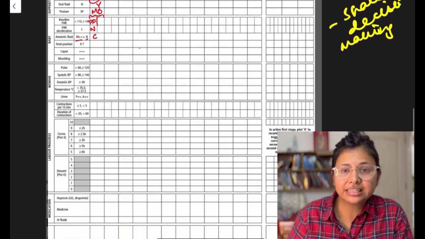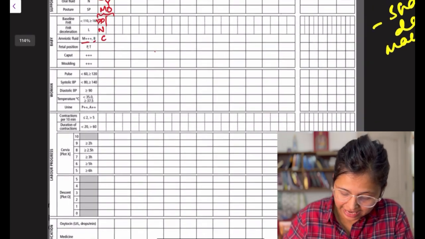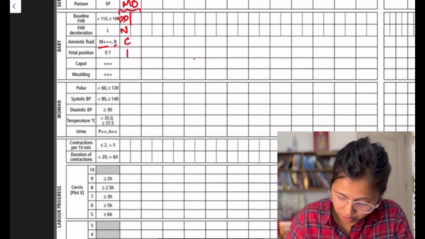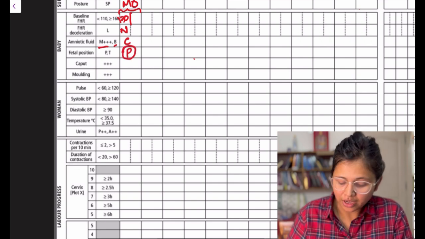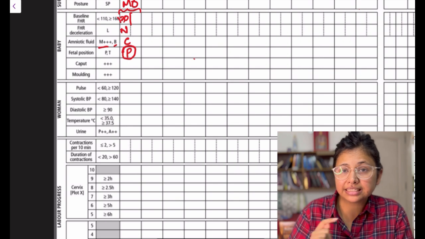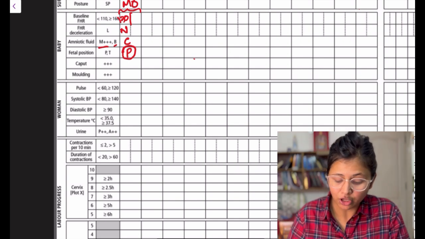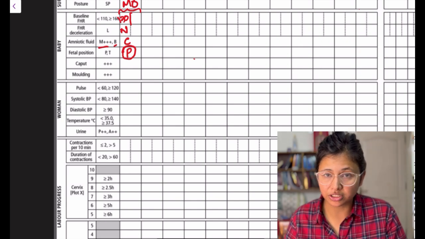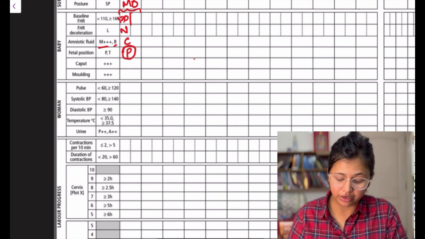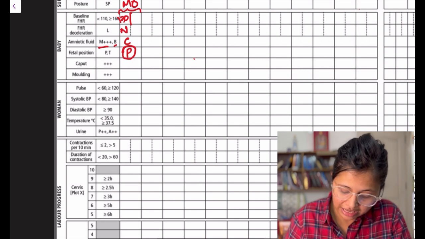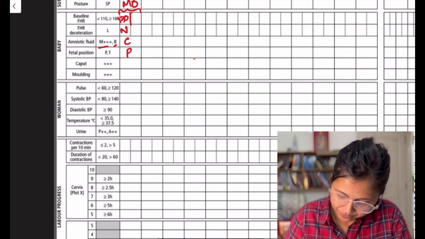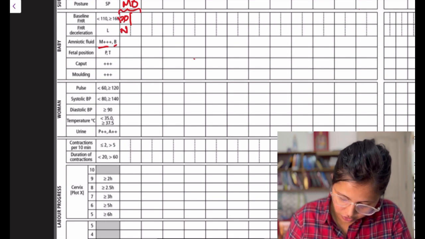And the fetal position at the time that I did the PV, I found that the baby was occipito-posterior. Now we know occipito-posterior and occipito-transverse can have a tardy progress of labor and may go into arrest of labor itself. So whenever we have occipito-posterior or occipito-transverse labor, that is also an alert feature. And at that time, she did not have any caput or molding. So I will just write 0 for both.